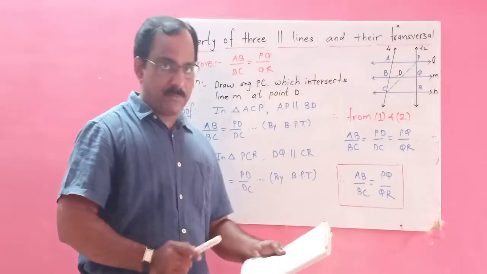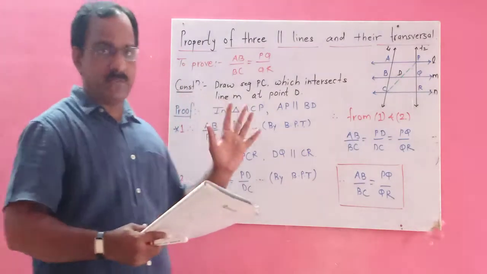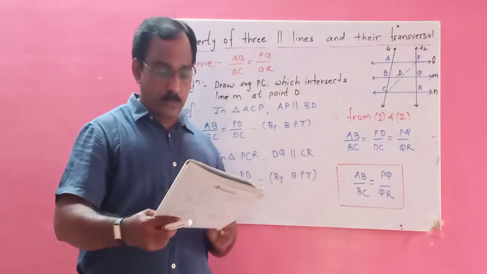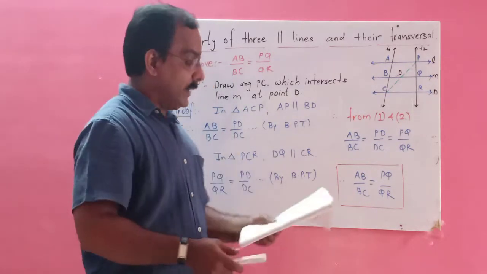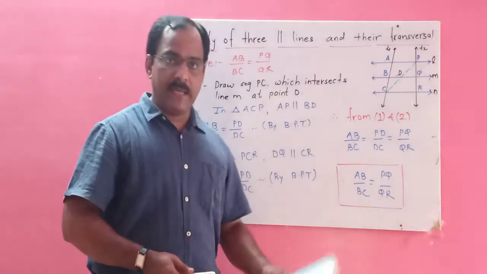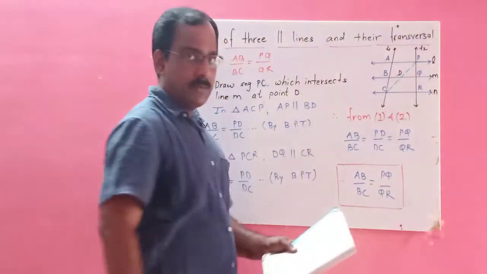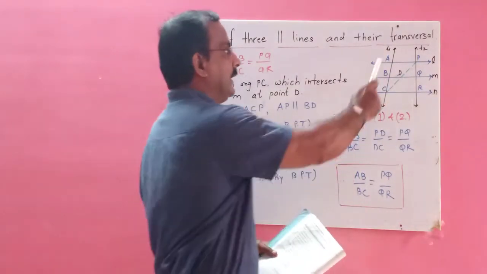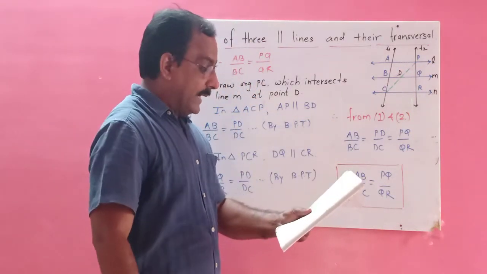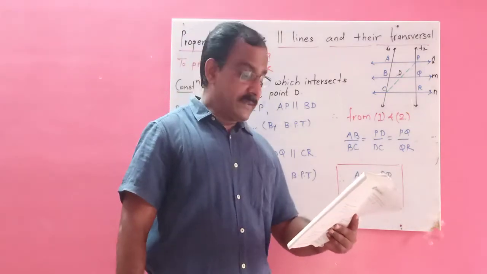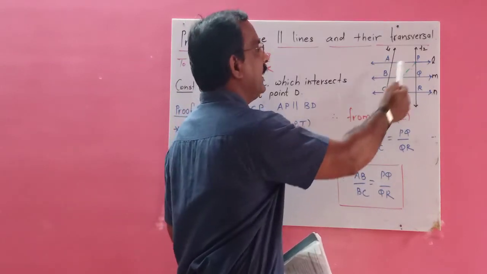I am not writing the given part and construction, but here I have written the construction. Given is not written, so see your textbook, I am reading from the textbook what is given in the theorem. Line L parallel to line M parallel to line N. See here, lines L, M, N, all three are parallel. T1, T2 are transversals, and these transversals intersect lines L, M, N in points A, B, C and P, Q, R.